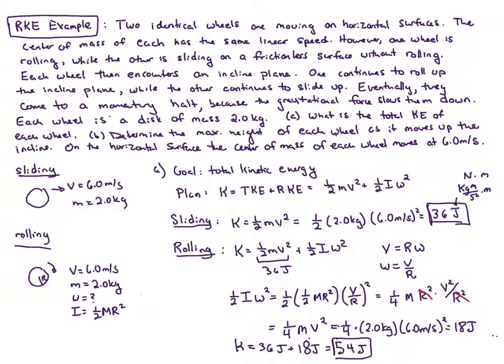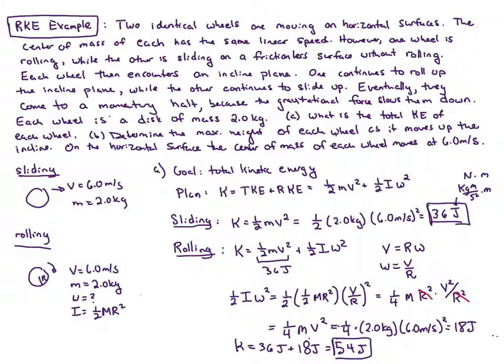Great, so now we're done with part A, the total kinetic energy of each wheel. We need to determine the max height of each wheel as it moves up the incline. So here, this was just a pretty straightforward calculation of the kinetic energy. Now we want to apply that in a new way, where we're using rotational kinetic energy in a work and energy problem.